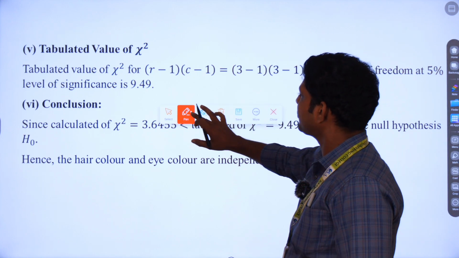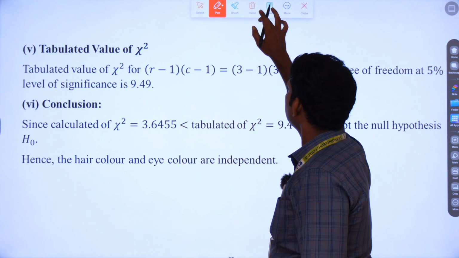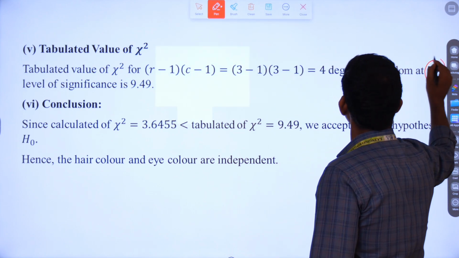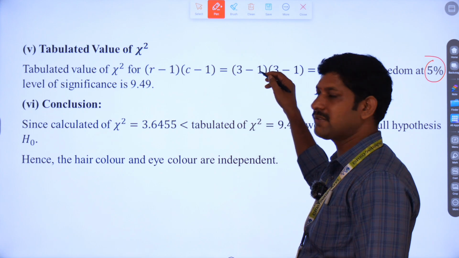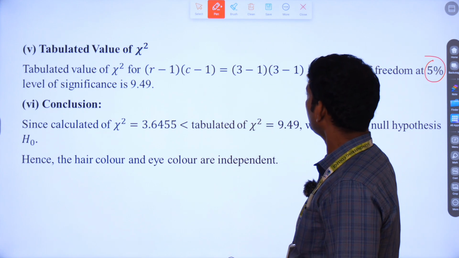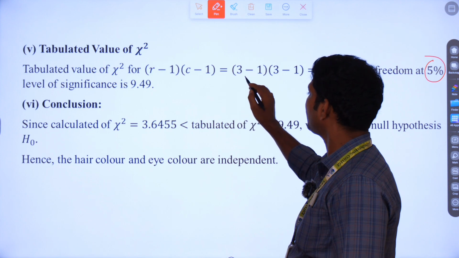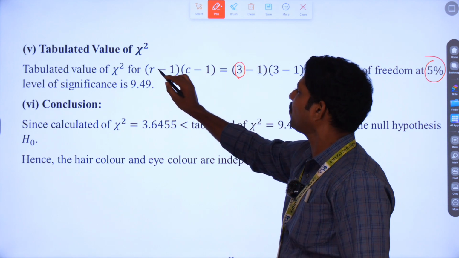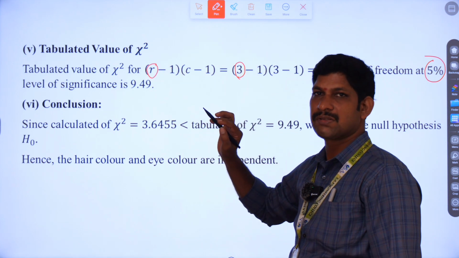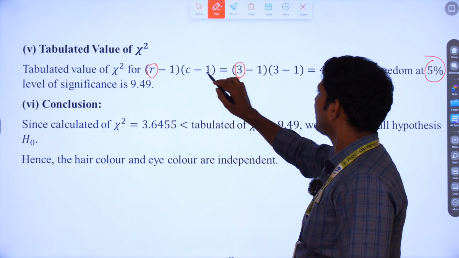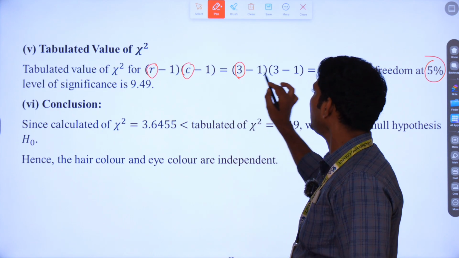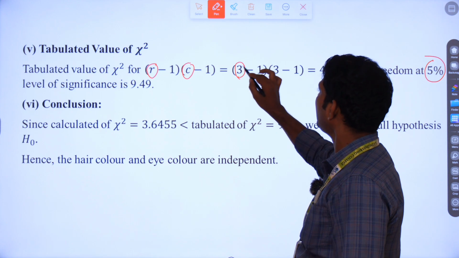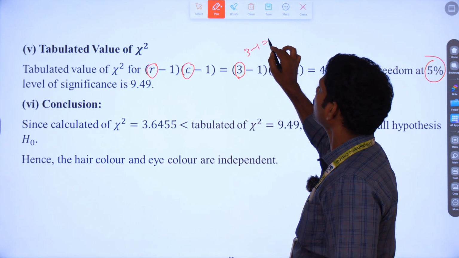Generally the problems are not given the percentage, so it will be assumed 5% or 1%. In this problem I assume the 5%. Before going further, we need to find the degrees of freedom. It is 3 minus 1, because the number of rows given in the problem is 3. So it will be 3 minus 1. The number of columns given in the problem is also 3. Therefore 3 minus 1, which clearly becomes 2.